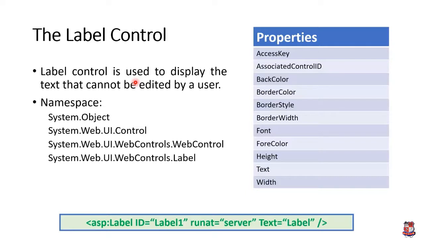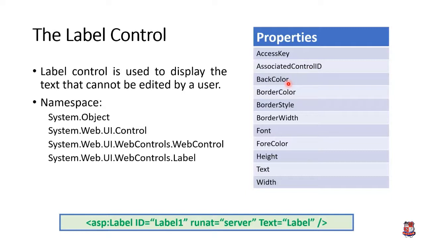The namespace hierarchy for label control is system.object, system.web.ui.control, system.web.ui.webcontrols.webcontrol, and system.web.ui.webcontrols.label. We'll discuss some general properties of label control. First one is access key. It specifies the access key that allows you to navigate to the web server control. Next is associated control ID. It is used to obtain or set the identifier for a server control with which the label control is associated.